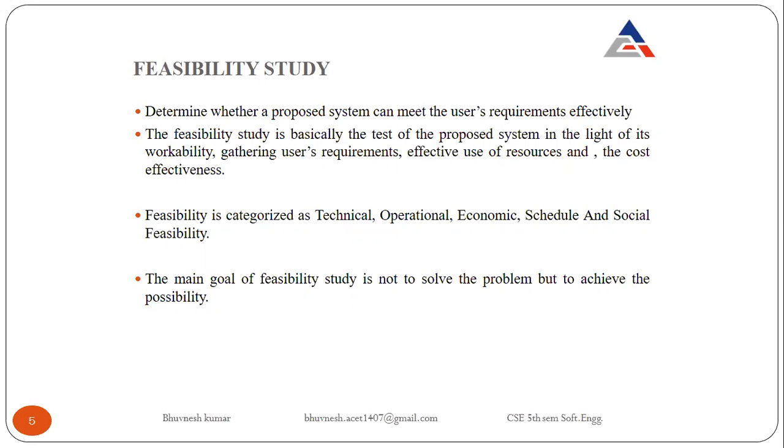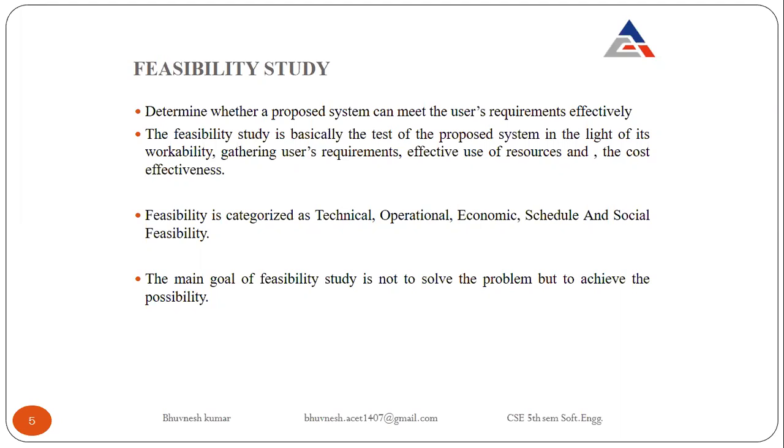Next point is that feasibility is categorized as technical, operational, economic, schedule, and social feasibility. It should work properly, that is operational. It should work according to technology, and the latest technology should be used. Economic feasibility should be there, in cost. And social feasibility should be there.